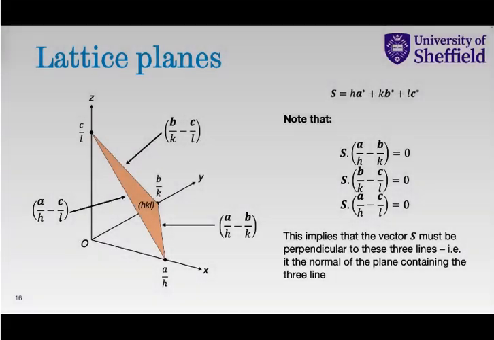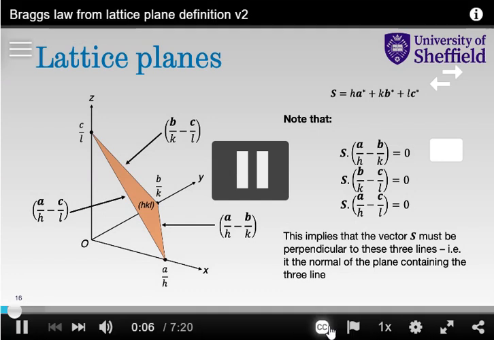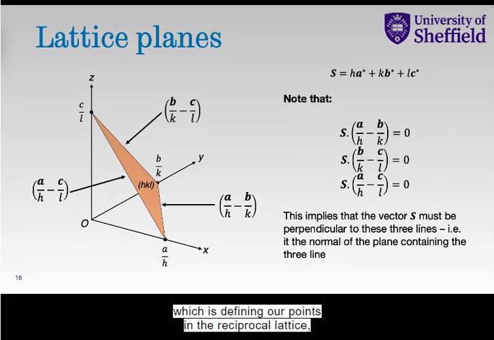This is just a very quick proof using lattice planes of two things. Firstly, that the scattering vector S, which is defining our points in the reciprocal lattice, is perpendicular to the HKL plane from which the scattering occurs. And secondly, a proof of Bragg's law from this.